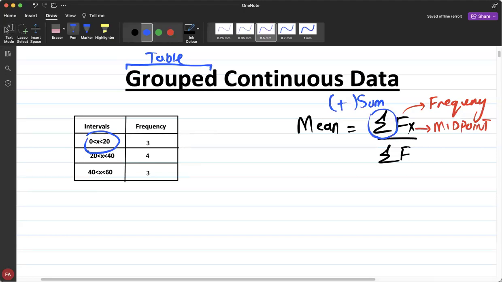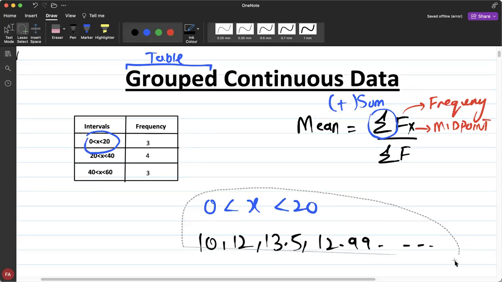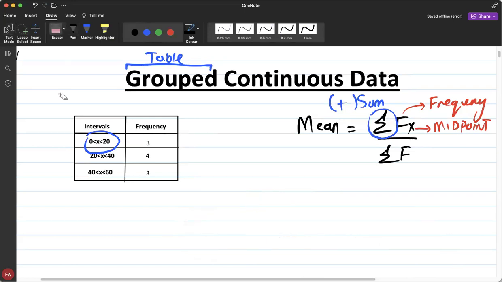Again, this could be a lot of numbers. When I say list down the numbers between 0 and 20, the answer is infinite. The reason is that it could be 10, it can't be 20 by the way, it can be 10, 12, 13, even 13.5, even 12.99999. So there are countless numbers within this inequality, and for this reason we say it is infinite. That's the definition of continuous data. Like I mentioned, for anything that's grouped, mean is equal to sigma fx over sigma f.